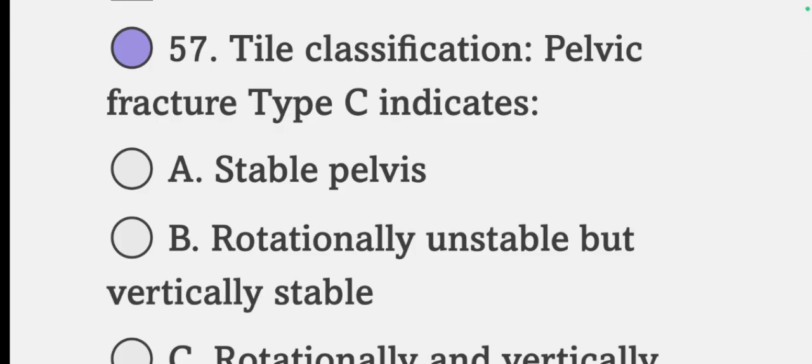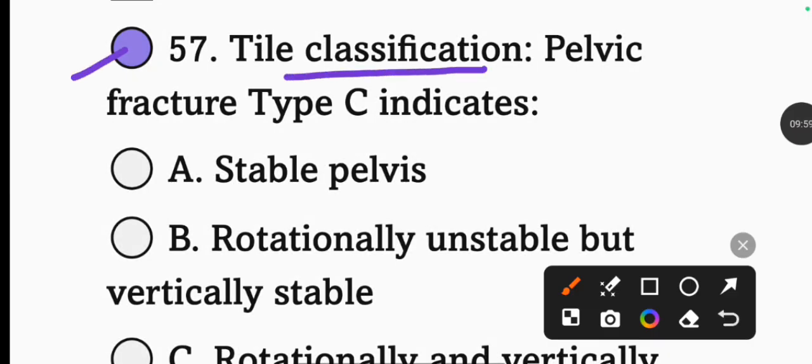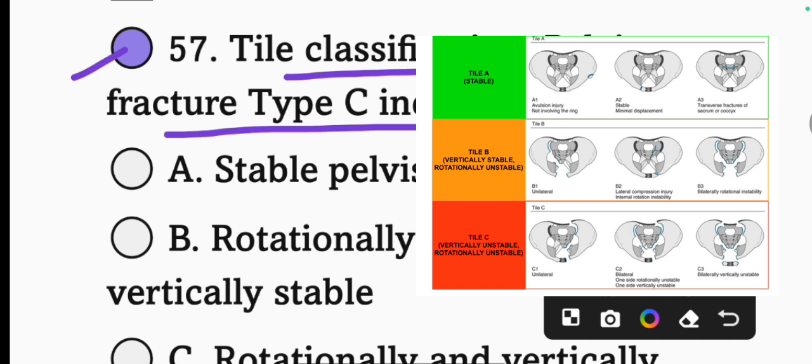Now come to a very important 57, Tile classification. Pelvic fractures, type C indicate. Tile classification is very important and a very favorite pelvic fracture MCQ. So please note this down. In Tile classification, there are three types: type A, type B, and type C.